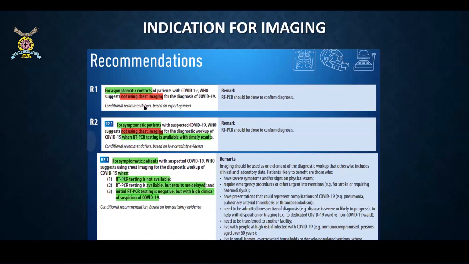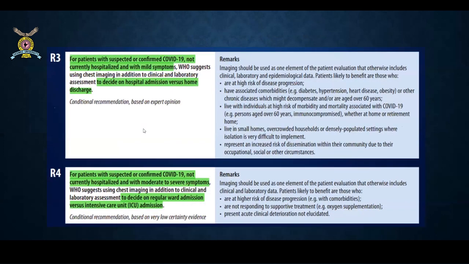It also clearly says that if the patient is an asymptomatic contact, imaging is not required. Second point, they have mentioned that if the patient is symptomatic and the RT-PCR results are available in time, then also imaging is not required for such patients.